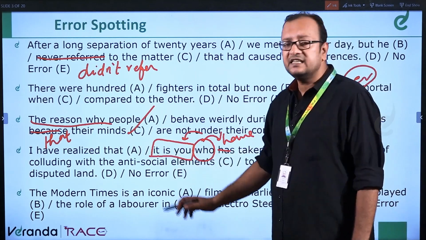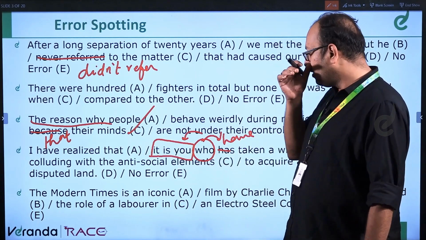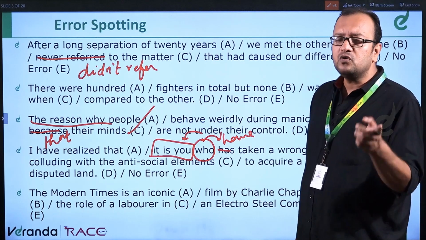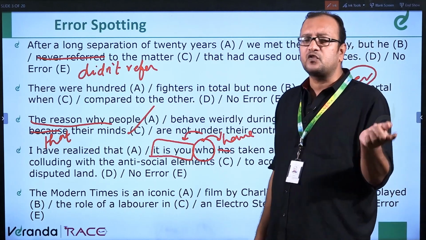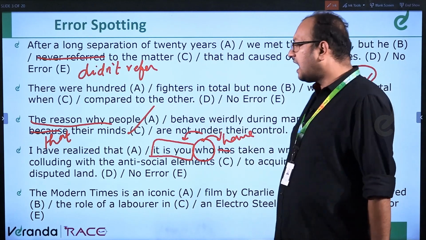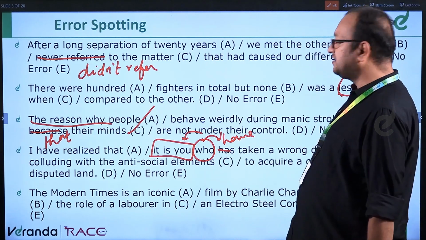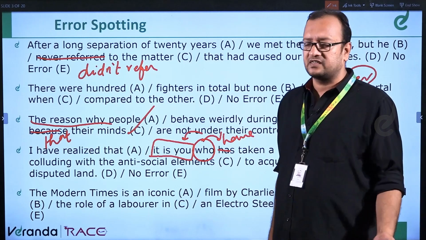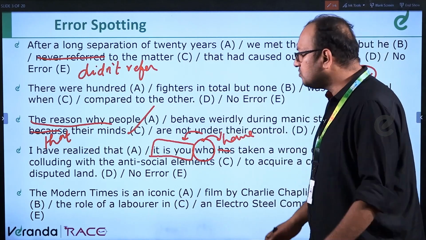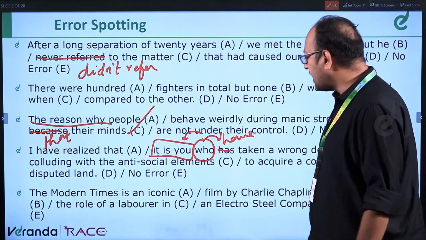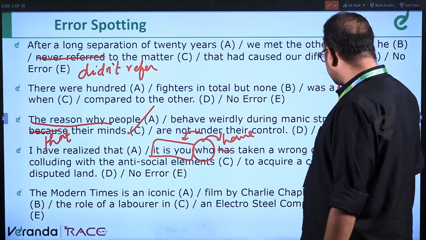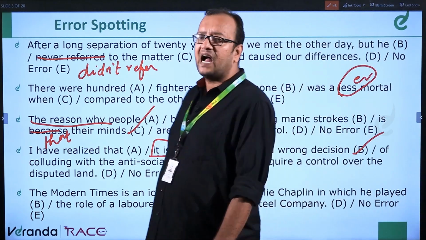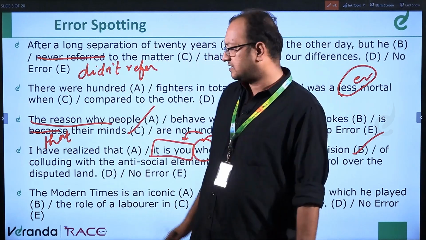So here the antecedent is you. It is you who have, because you is followed by have, you is not followed by has. The answer would be, I have realized that it is you who have taken a wrong decision. Or rather, a better version would be who have made a wrong decision, right? So error is in part B. It is you who have taken, not it is you who has taken, right?